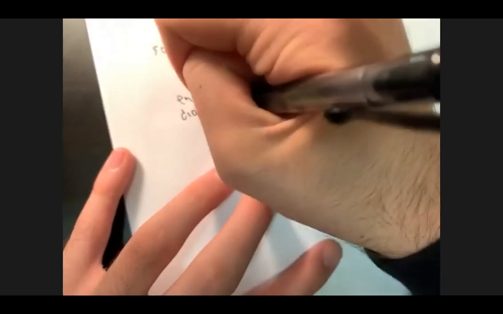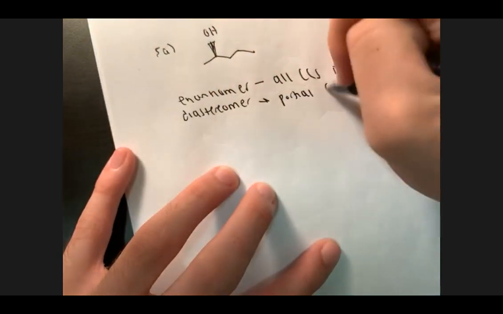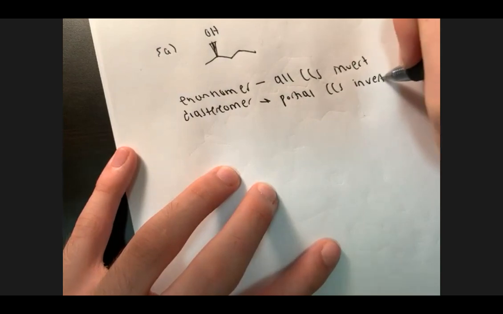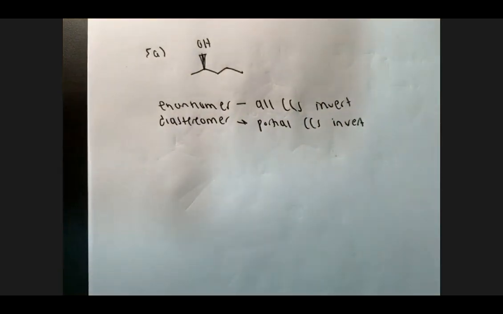Diastereomer means partial chiral centers invert. So that's a very clear difference. For enantiomers, every single chiral center is going to be different. For diastereomers, let's say there are 5 chiral centers, maybe 1 inverts, maybe 2 invert, maybe 3, but not all of them. So that's the key right there.